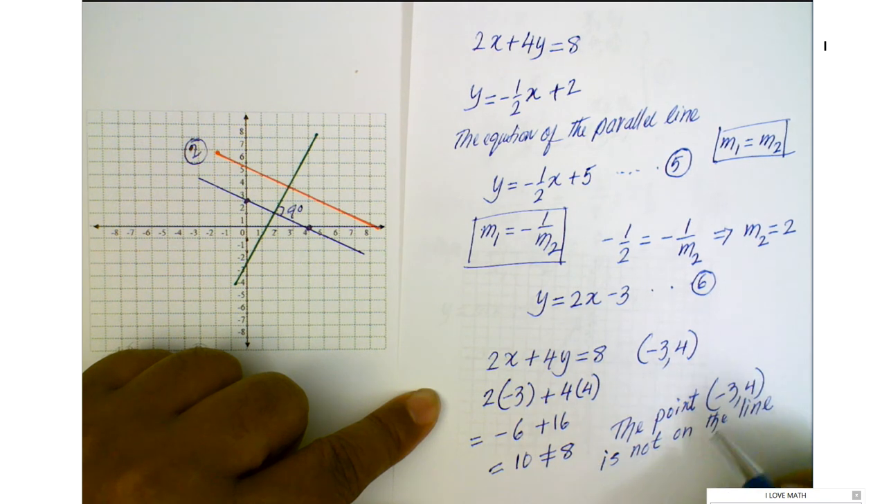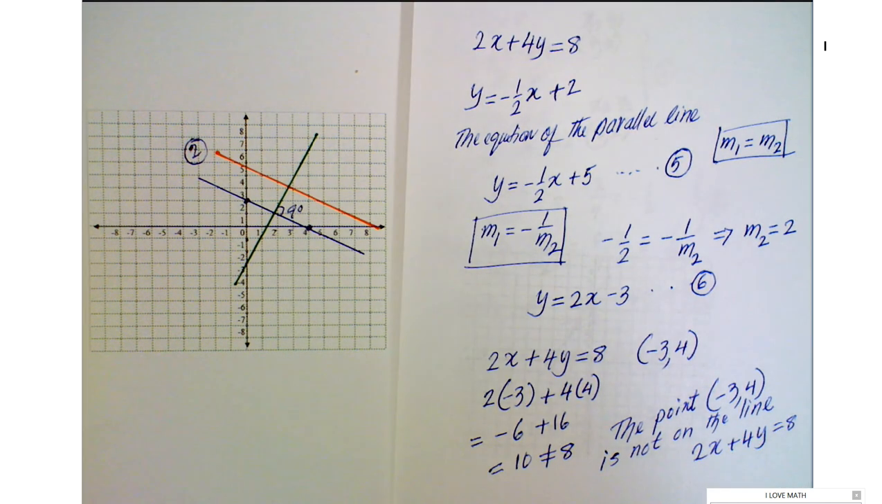On the line, 2x plus 4y equals 8. So this point is not on the line 2x plus 4y equal to 8. Did you get that?